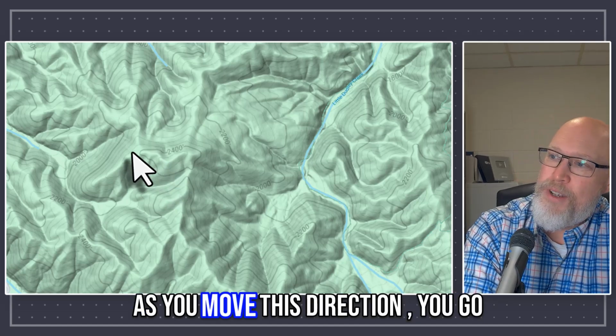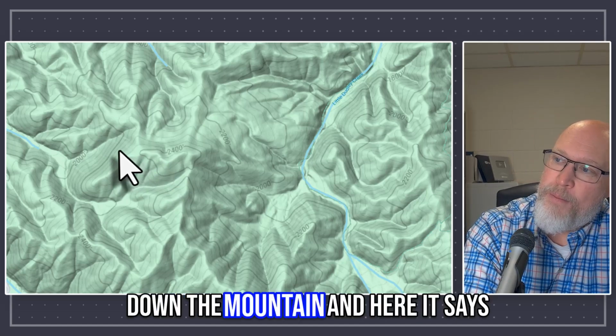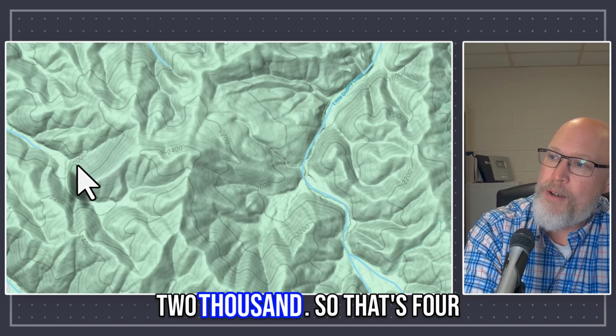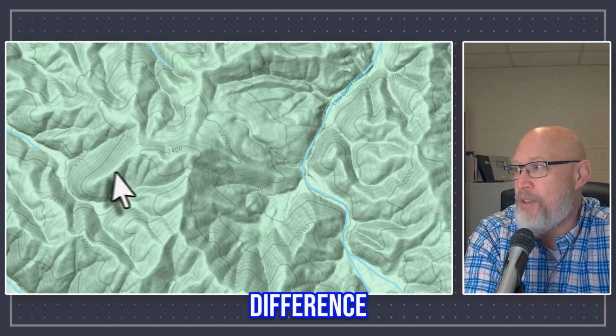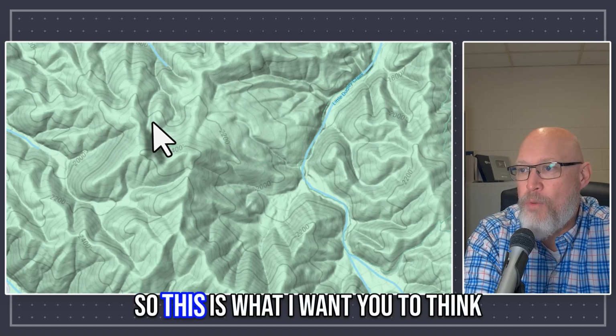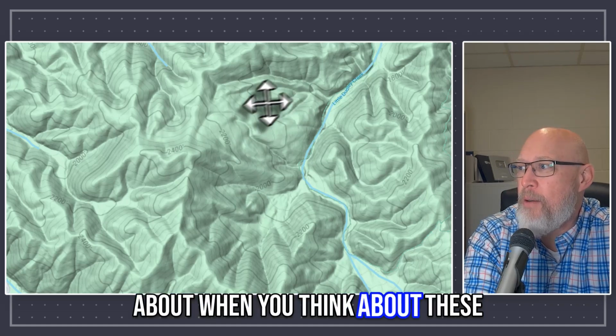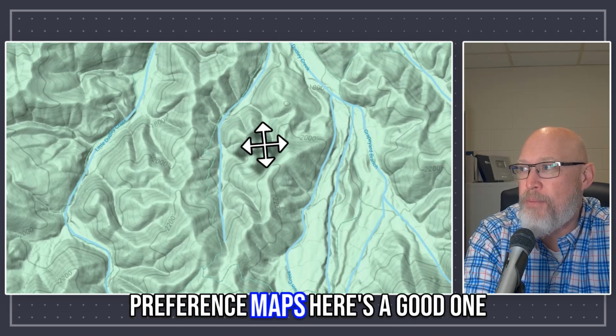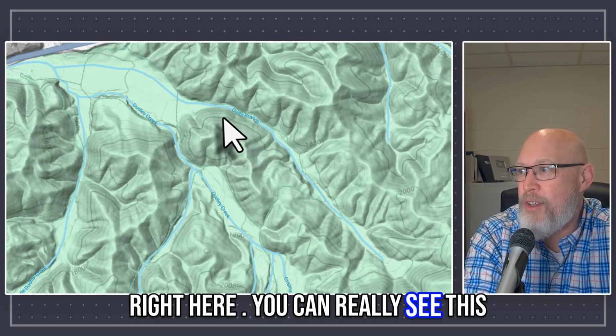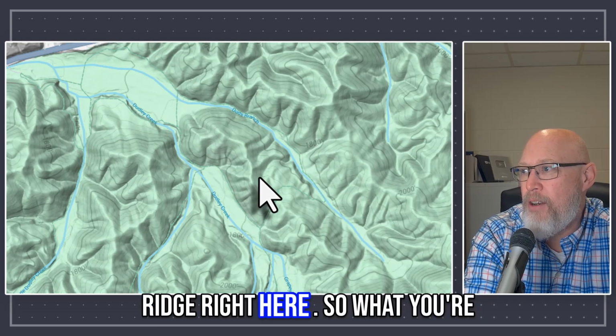And as you move this direction, you go down the mountain. And here it says 2,000. So that's 400 foot of height change difference. So this is what I want you to think about when you think about these indifference curves on these preference maps. Here's a good one right here. You can really see this ridge right here.